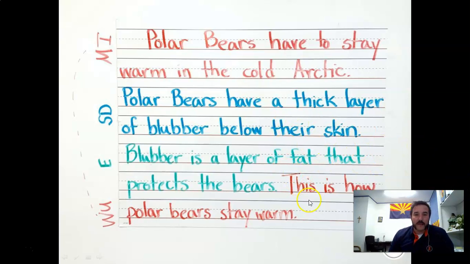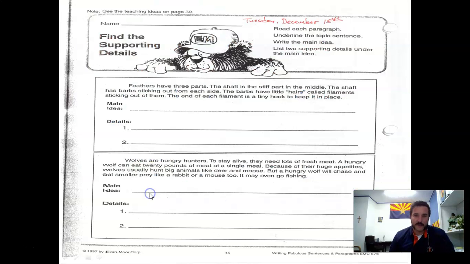Blubber is a layer of fat that protects the bears. It keeps them warm. Still talking about the topic sentence. It supports it. It holds it up. And this is how polar bears stay warm. A nice little wrap-up. That's what WU stands for. A nice little wrap-up sentence.